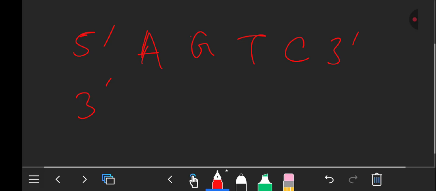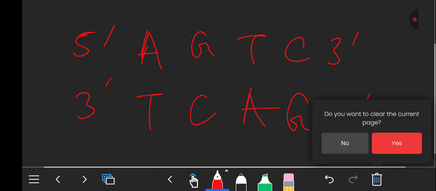The complementary structure for adenine: we said adenine pairs up with thymine, guanine pairs up with cytosine, thymine pairs up with adenine, and cytosine pairs up with guanine. Then the complementary pair of 3 prime is the 5 prime. So it is very important for us to understand.